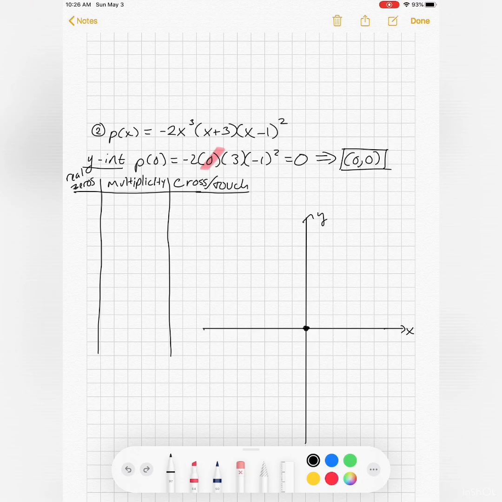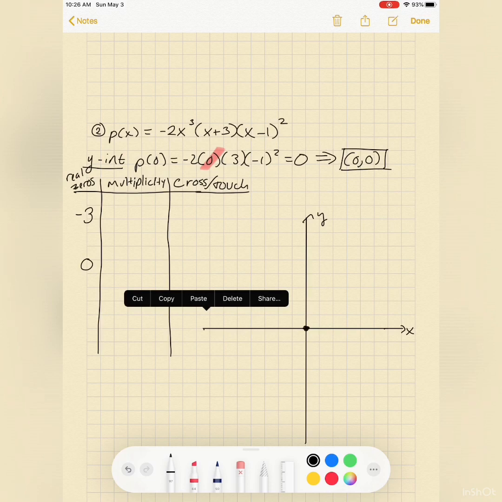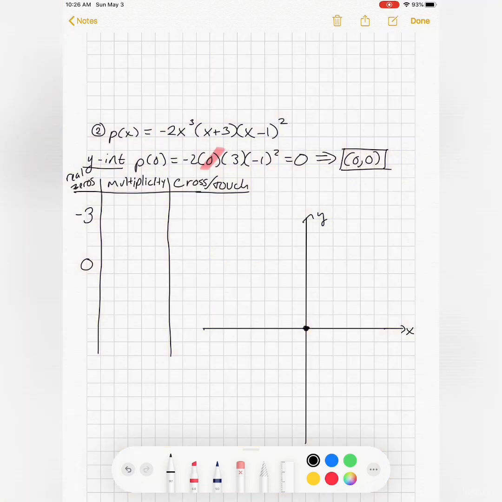So what are those? Looks like -3, 0, and 1. The 0 comes from this x cubed in front, right? If the x was not there, I would not have x equals 0 as a solution. The multiplicity of -3 is 1, 0 is 3, and 1 is 2.